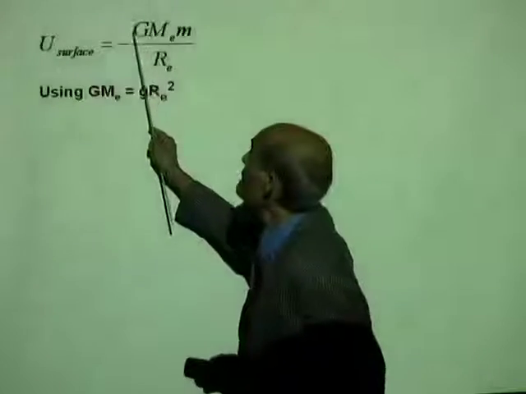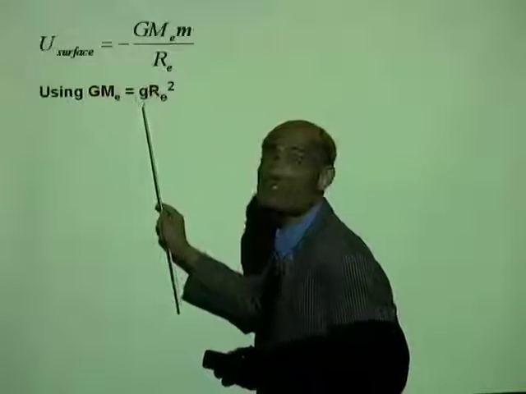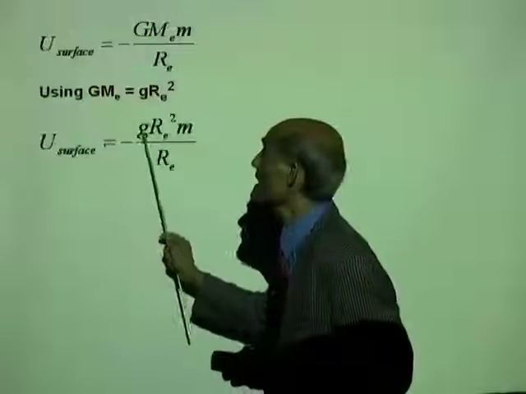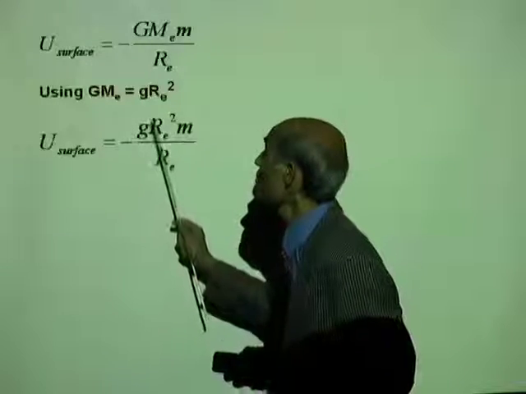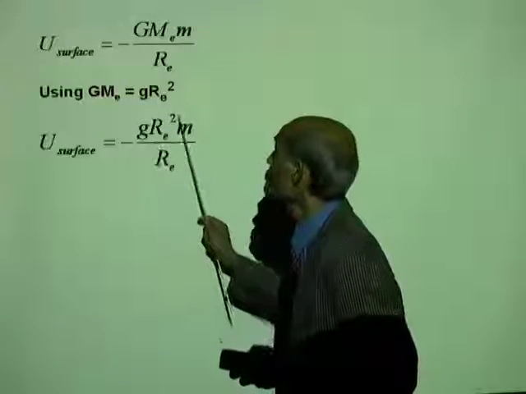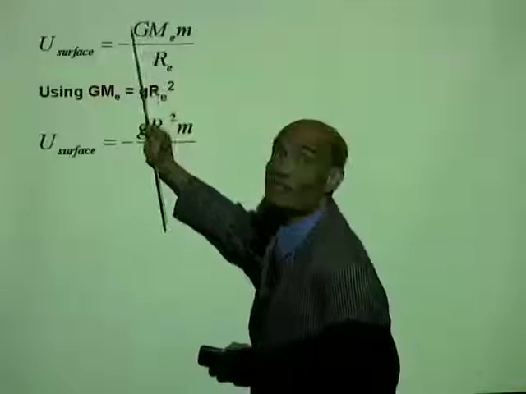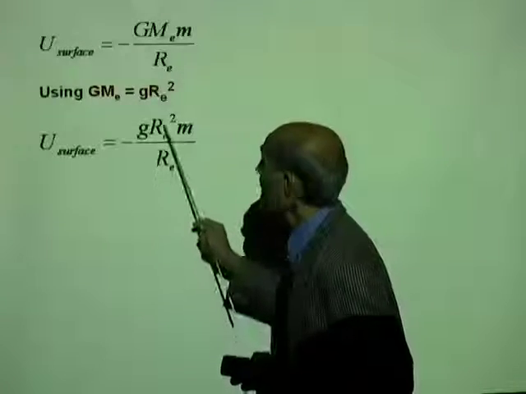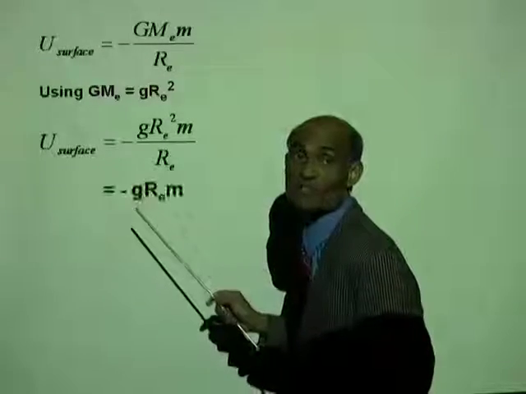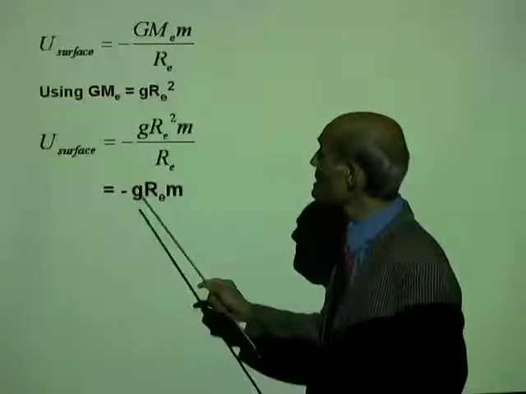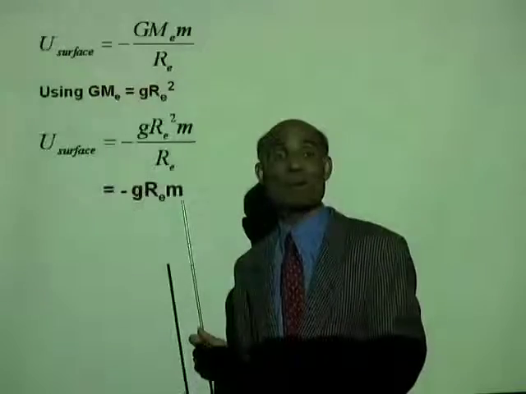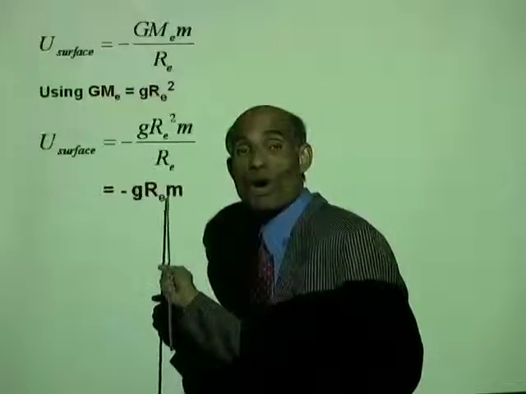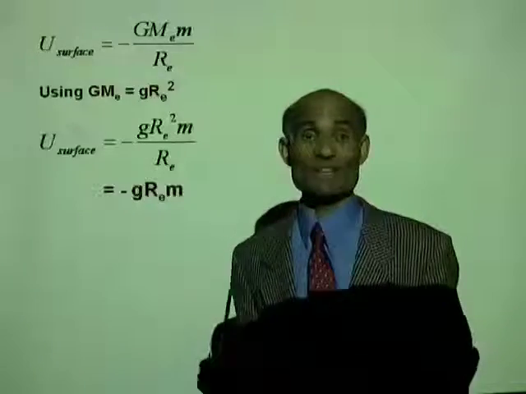And you know that G M_E can be replaced by g R_E squared. And therefore, U surface can now be written as negative g R_E squared, the replacement of big G M_E. And now, one R_E from the numerator cancels with the R_E in the denominator, giving us negative small g R_E M. This is a very good equation. The potential energy of an object placed on the surface of the Earth.